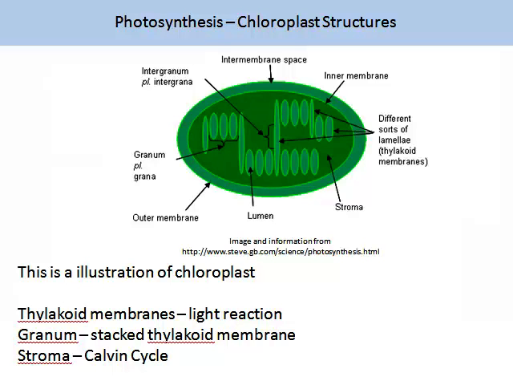Inside the chloroplast is a liquid, and this liquid is called the stroma. And in this liquid is the location of the Calvin cycle, or non-light requiring cycle. But we will cover more about the Calvin cycle in the second lecture.